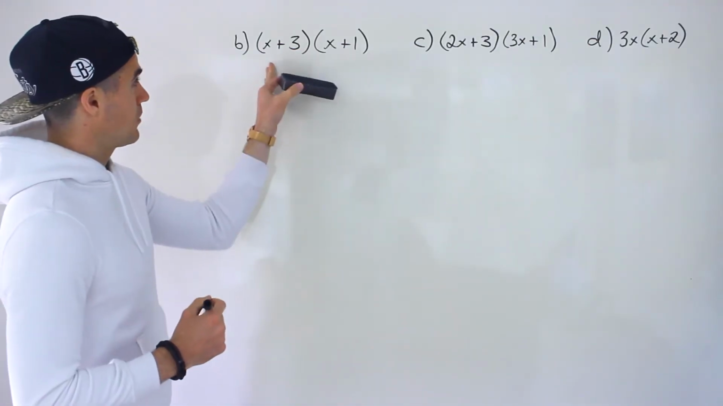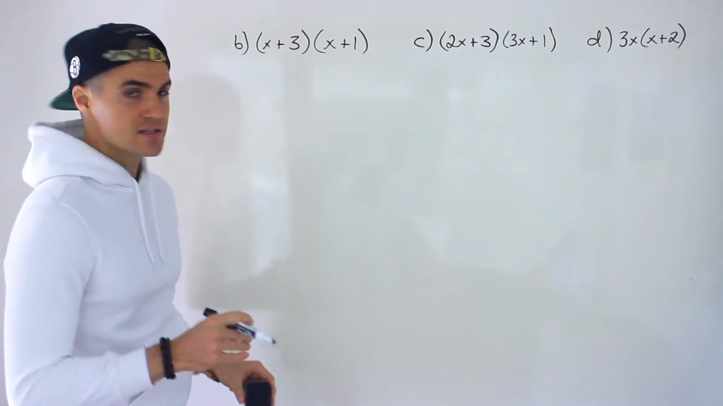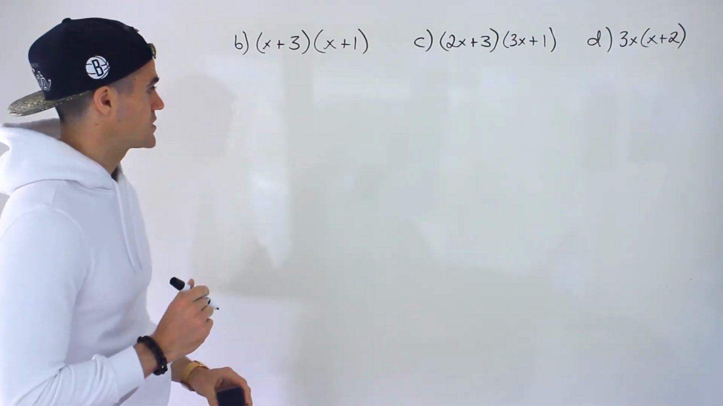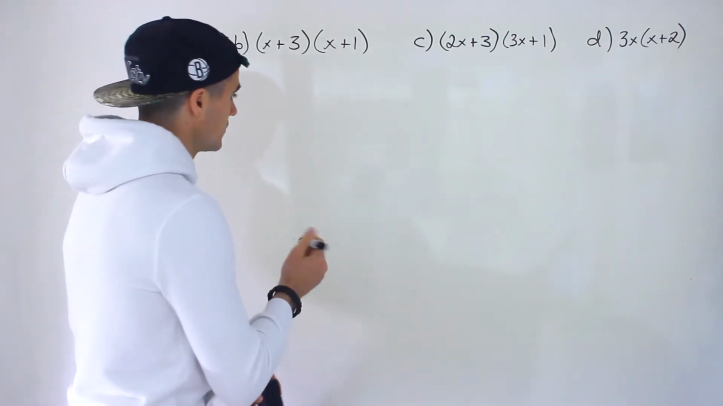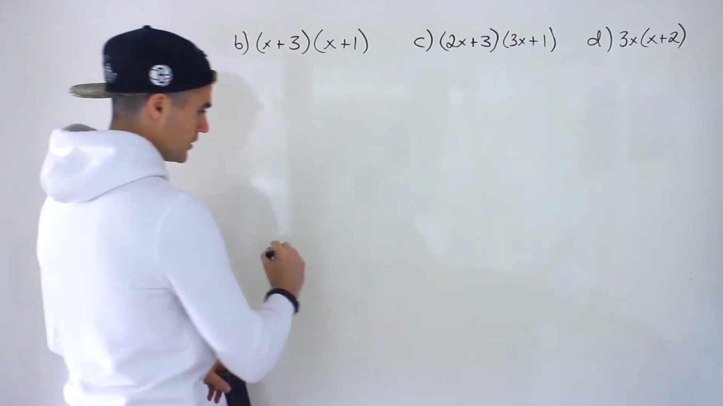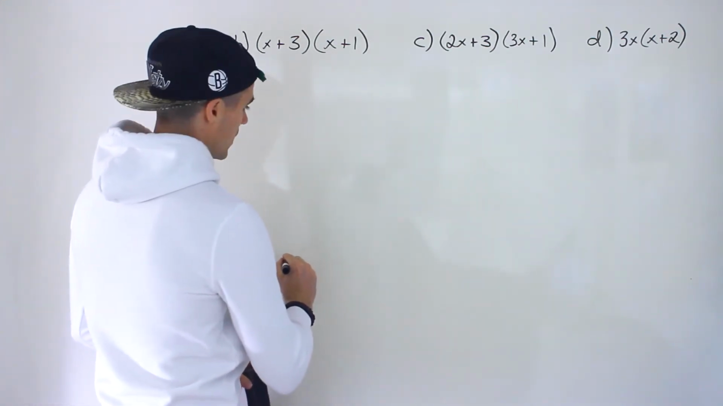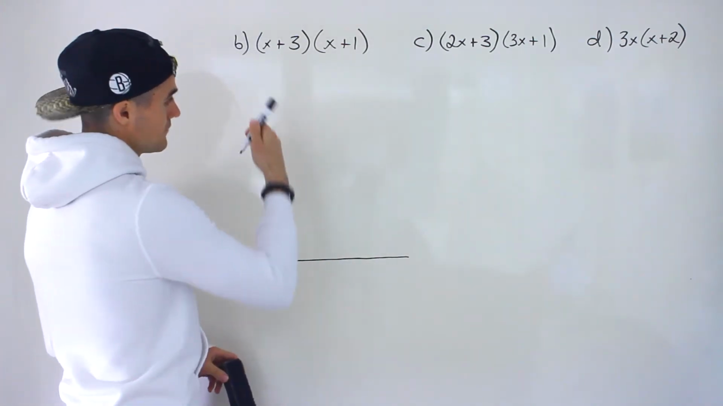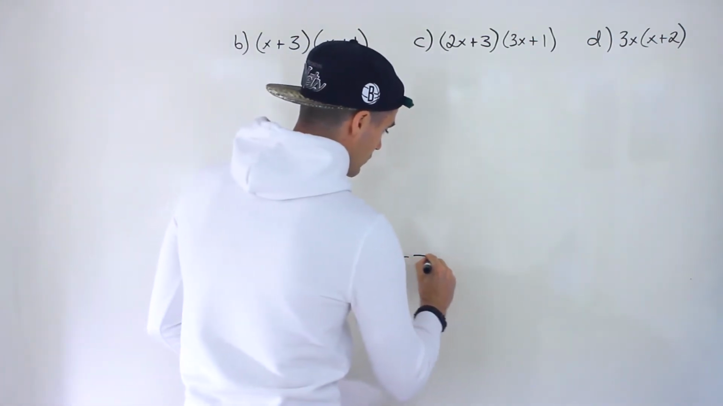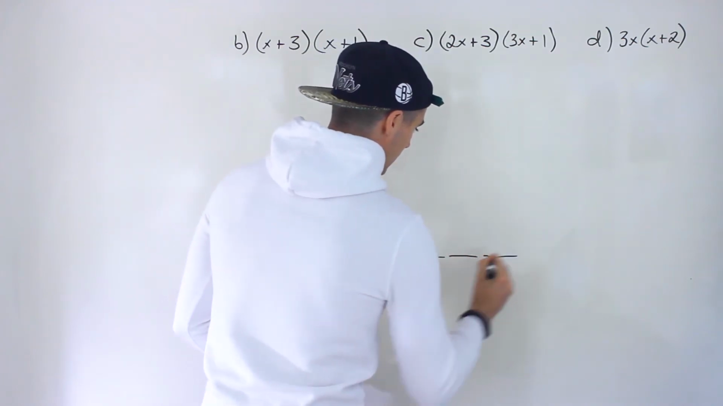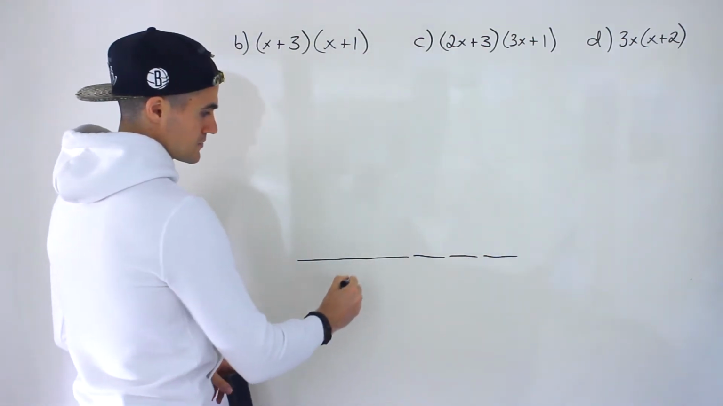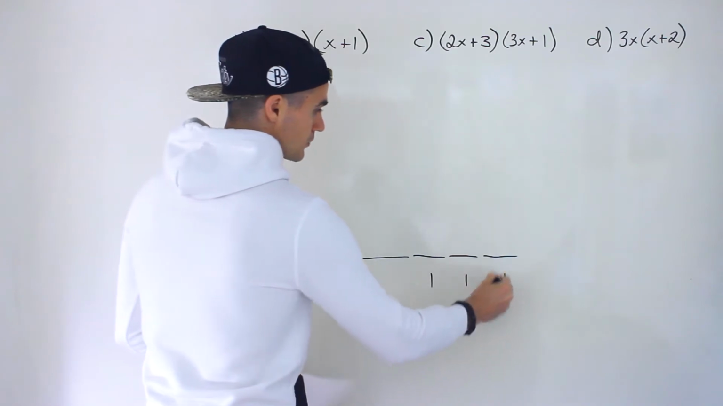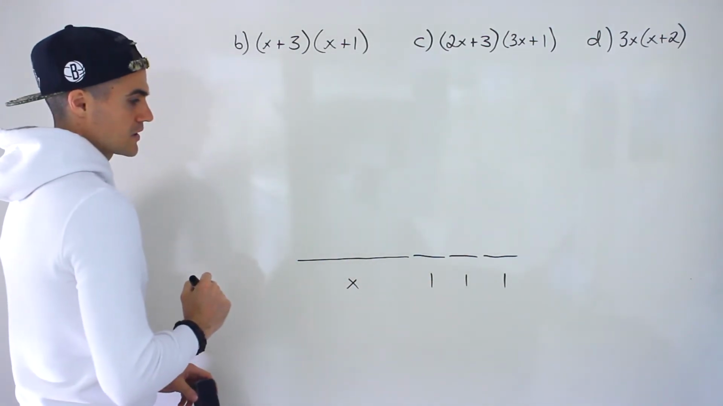So now moving on to part B, we got x plus 3 times x plus 1. So let's first start off with the tiles. The x plus 3 I'm going to put as the base. So we got 1x, which is a long line like that, and then we have plus 3, so we'll have 3 of these small lines like that. So we got x plus 1 plus 1 plus 1, which is plus 3.